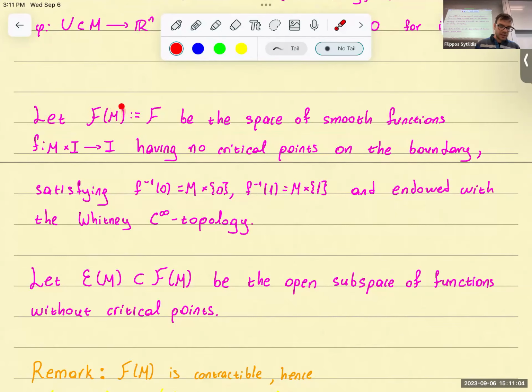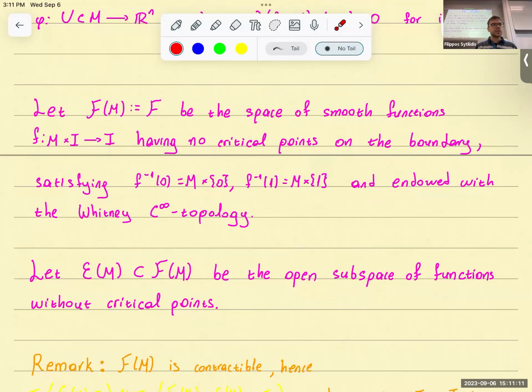Most of the time when I have M, it's actually M cross I that shows up, but I'll try to point out when that becomes confusing. And I just want to look at all the smooth functions that have no critical points on the boundary. So if I restrict to M cross 0 and M cross 1, there won't be any. That's the space of smooth functions that I want to consider.